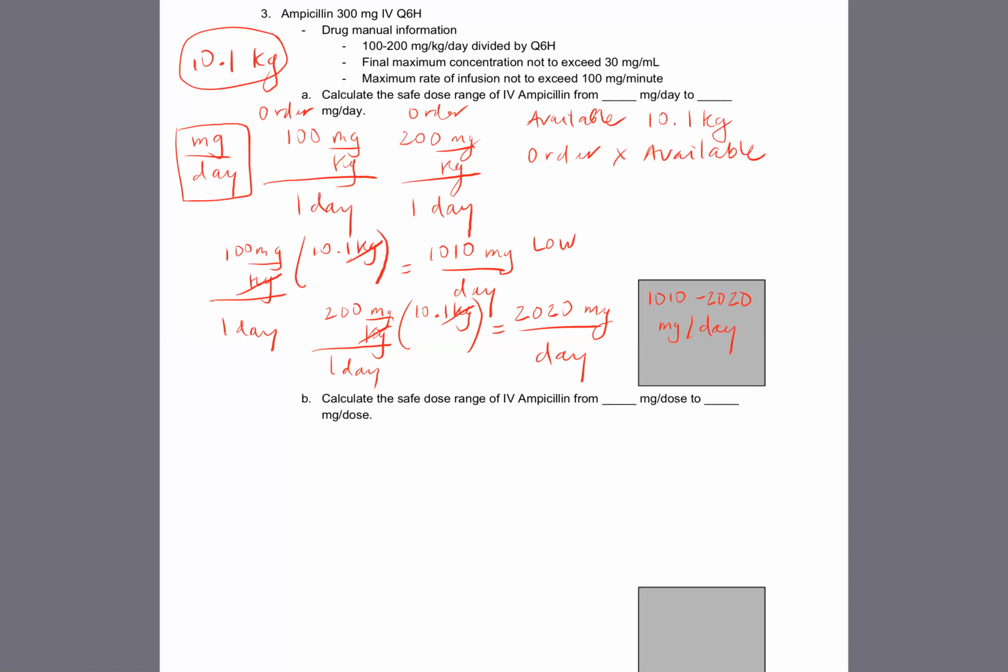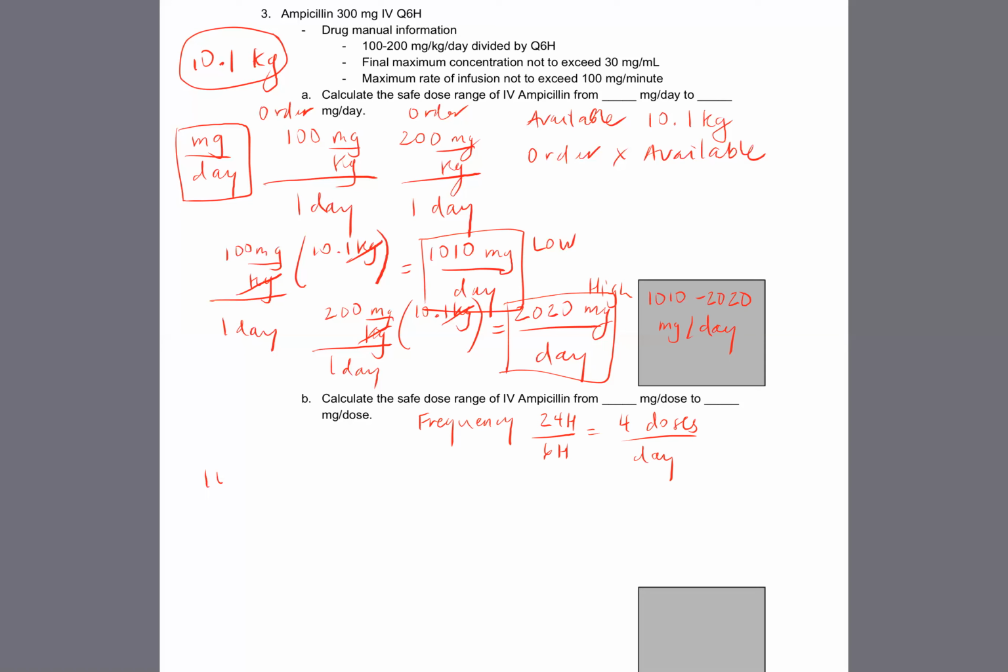Part B is asking, calculate the safe dose range of IV ampicillin from blank milligrams per dose to blank milligrams per dose. So this is when we're going to take into account the frequency, and our frequency is going to be divided by Q6 hours. So remember, it's 24 hours divided by 6 hours, which means you're going to have it in 4 doses per day. So remembering this, let's bring it over.